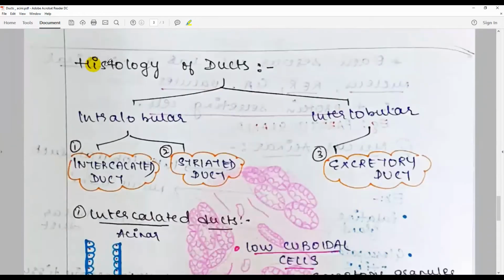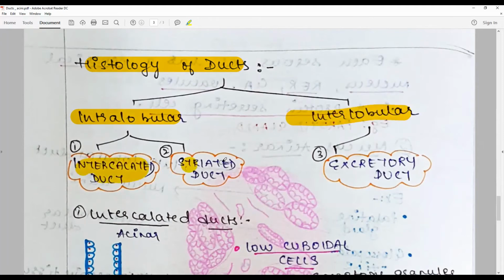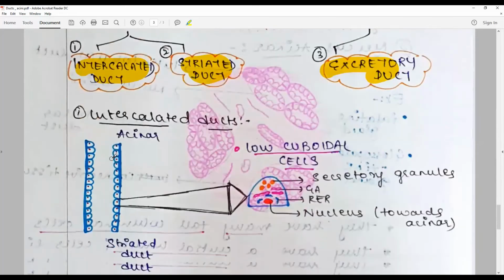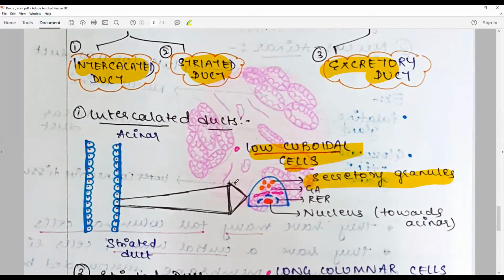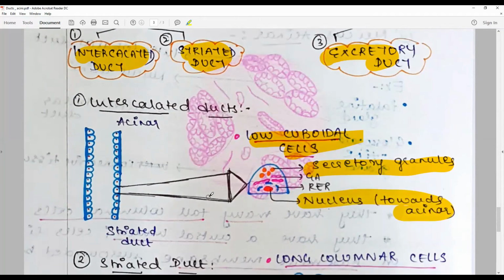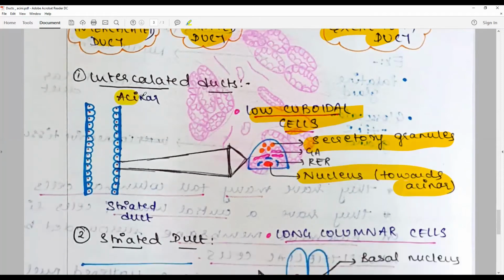Histology of the salivary gland duct. If that is asked, you have to classify it as intralobular or interlobular. Intralobular will be the intercalated duct and striated duct. This will be the excretory duct. Intercalated ducts are low cuboidal cells having a lot of secretory granules with Golgi apparatus, and a nucleus towards the acinus. They are very close to the acinus.